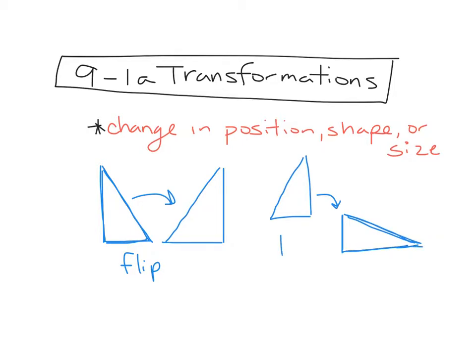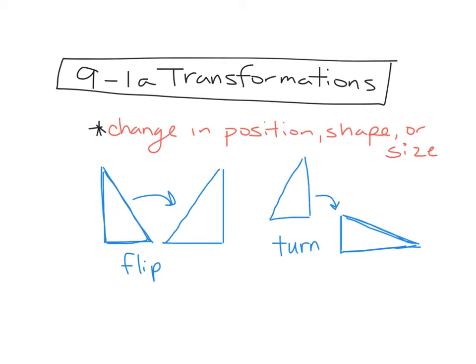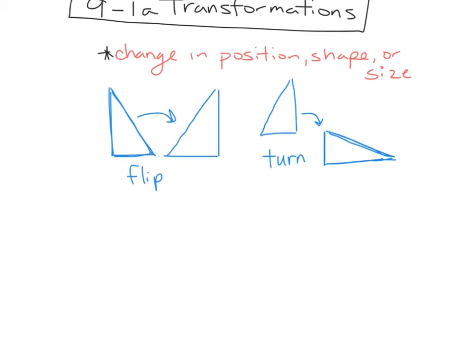So a flip, a turn, and then the one that we're going to talk about today, which I would say is the easiest of them, but maybe you'll disagree with me. That one is a slide. So it was here, and it just slid to a new place. That's a slide. Excuse me. Okay, so a flip, a turn, and a slide are the things that we're going to talk about.